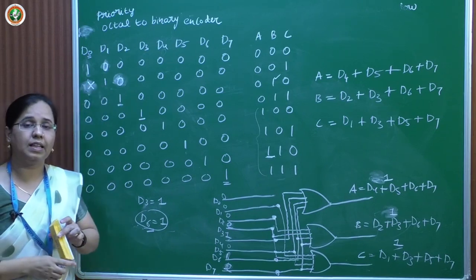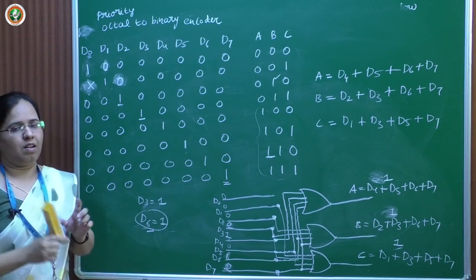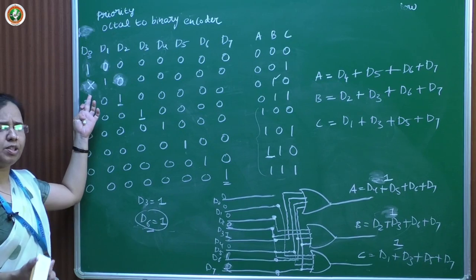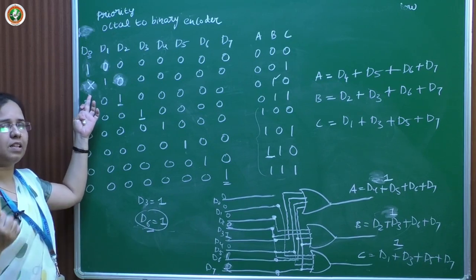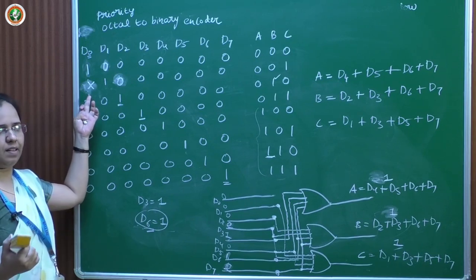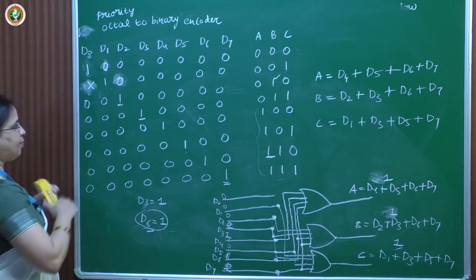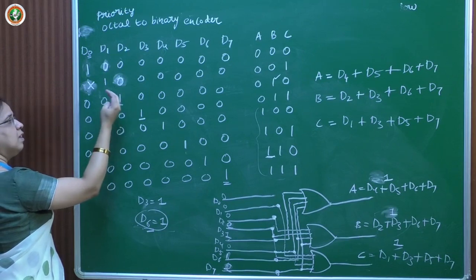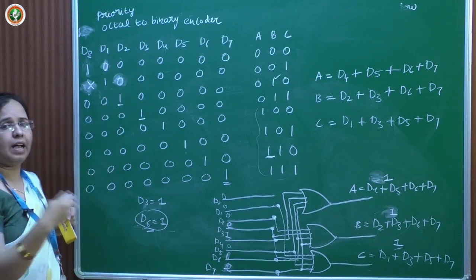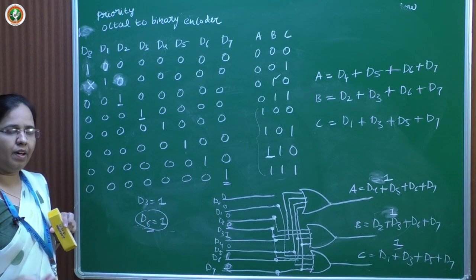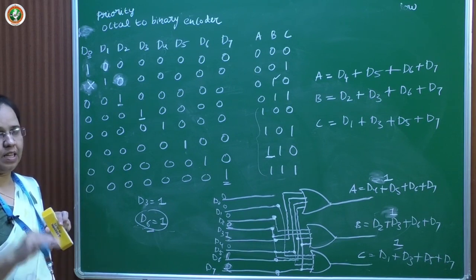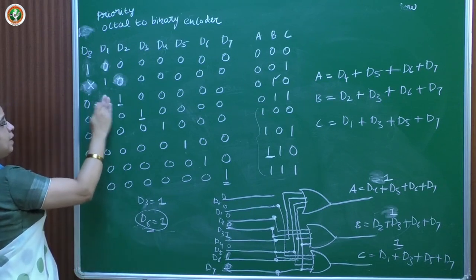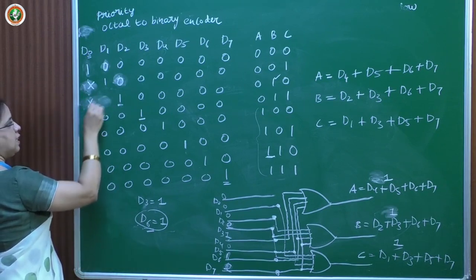Okay, so already in the previous videos you might have studied regarding a don't care condition. Don't care condition means the value can be either 0 or 1, it doesn't matter. In a similar way, if I want to convert D2, all the inputs which have got higher priority than D2 will have 0 values. The inputs which have lower priority than D2 can be represented with X and X.